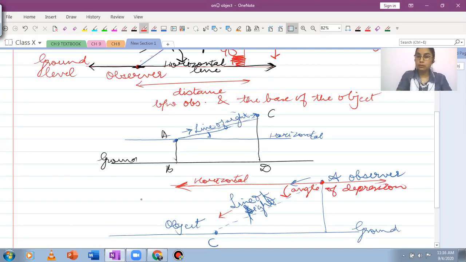Now this is being formed outside the triangle. But when we apply trigonometric ratios, the angle that we use must be in the triangle. It should be one of the acute angles of the triangle. So with the help of this angle which is formed outside, we can actually find out this angle. Yes or no?